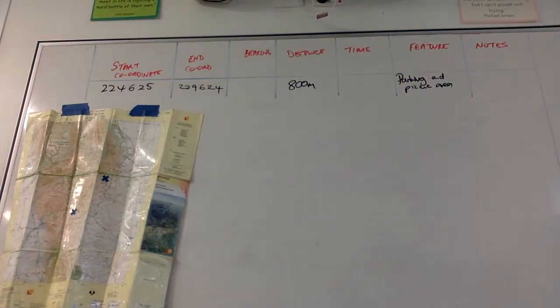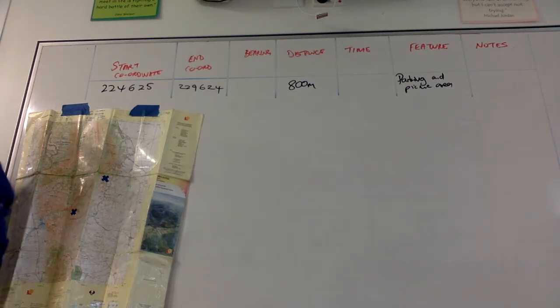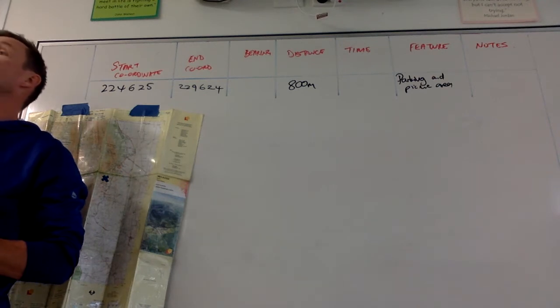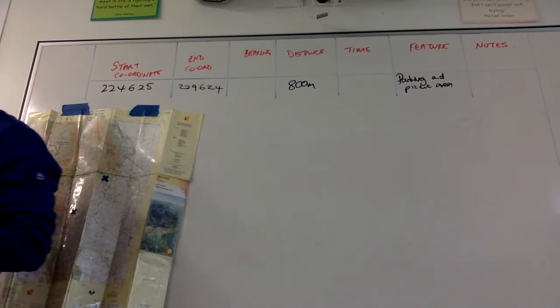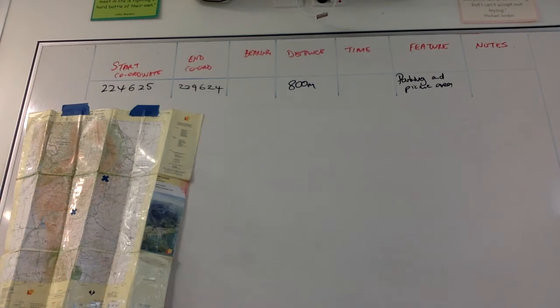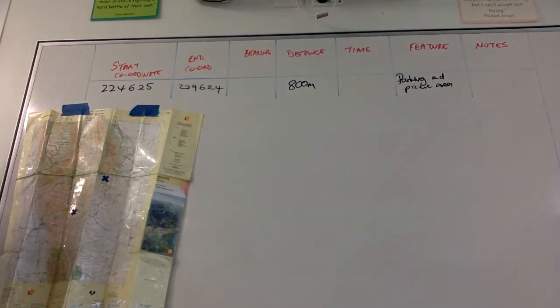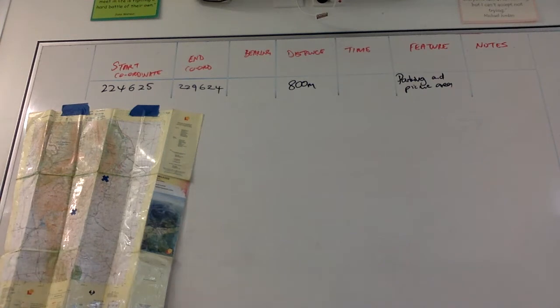So how long do you think it would take you to walk 800 metres? Who's got a guess? 5, 6 minutes, probably not a bad one. How long does it take you to run 800 metres on sports day? 2.5, 3 minutes. So to walk it might be about 6, 8 minutes.